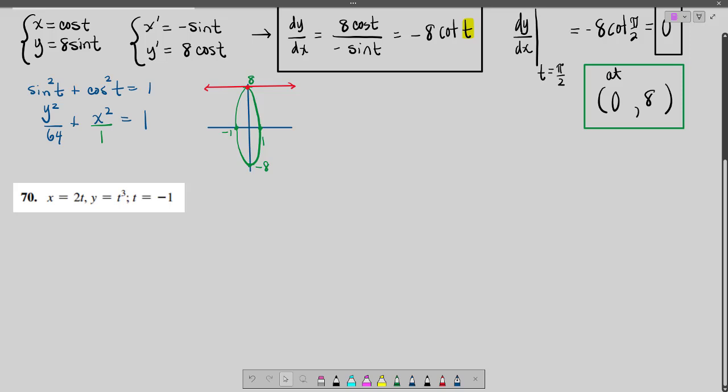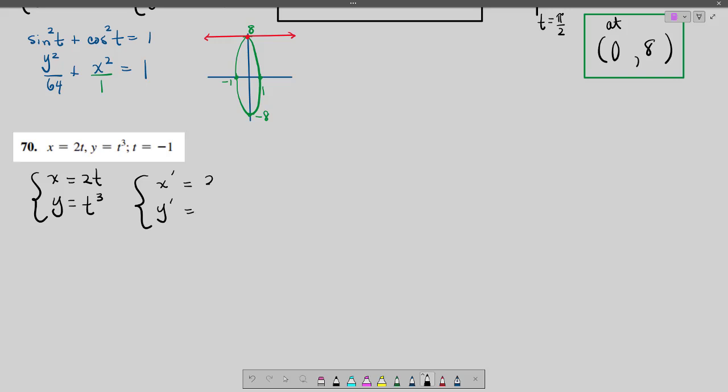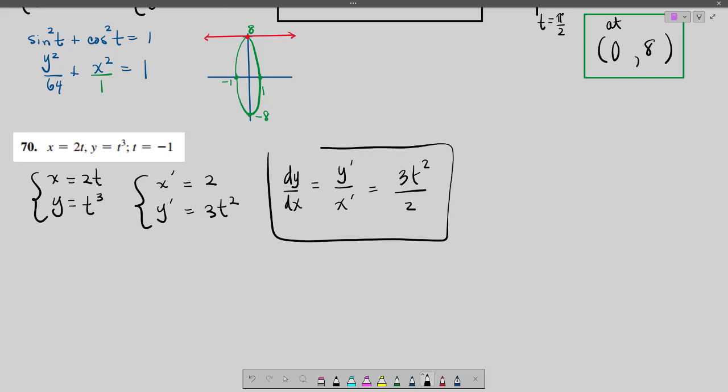All right, let's try another one of these. So we have parametric equations. Let's stack them, generally easier to keep everything clean. So our derivative system, if you will, is 2, 3t squared. So dy dx, slope of the tangent line, is going to be y prime over x prime, which is going to be 3t squared divided by 2. So that is our derivative function.